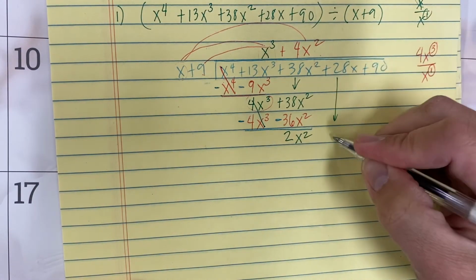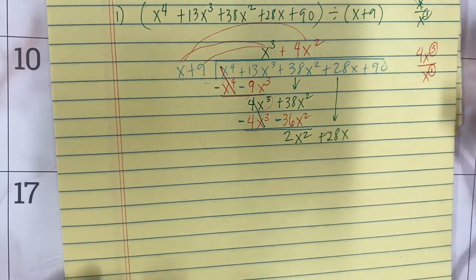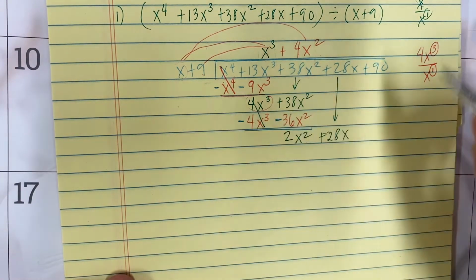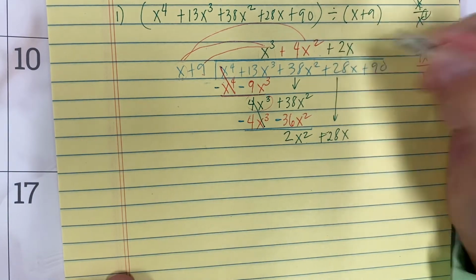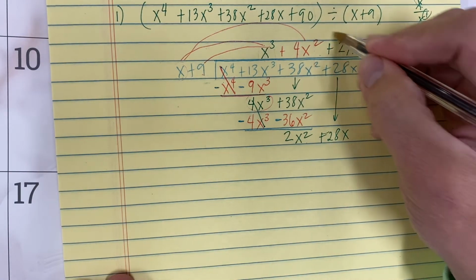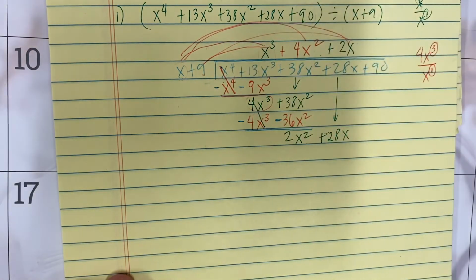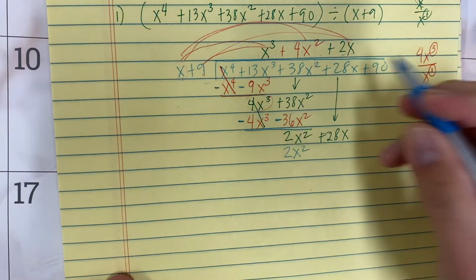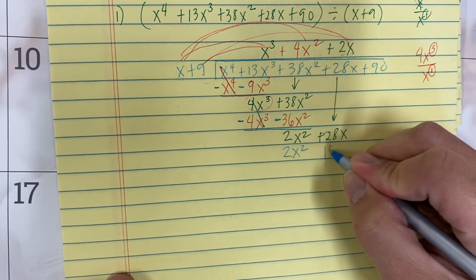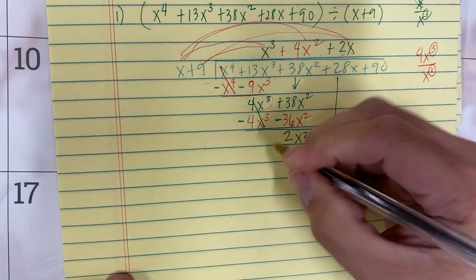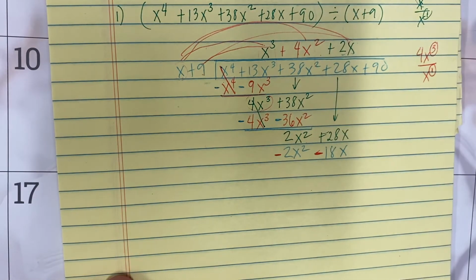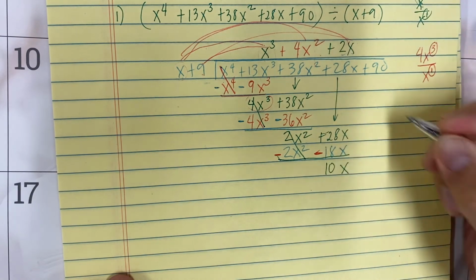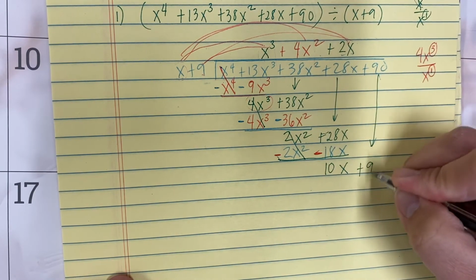Drop the 28x, positive 28x, and again, repeat the process. So 2x squared divided by x will give me positive 2x. Distribute the 2x there and there. That will give us 2x times x is positive 2x squared. 2x times 9 is 18x. Flip their signs. This will be negative, that will be negative. And this will cancel. Drop the 10x and drop the 90.